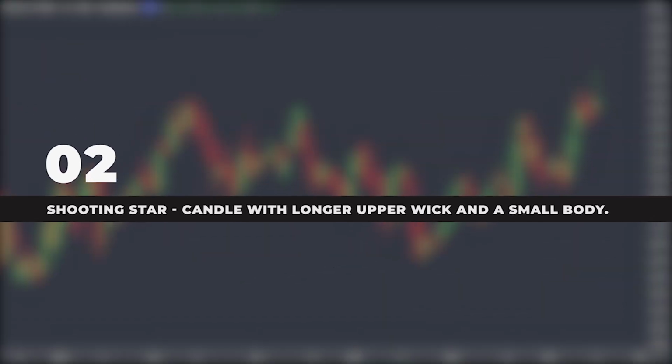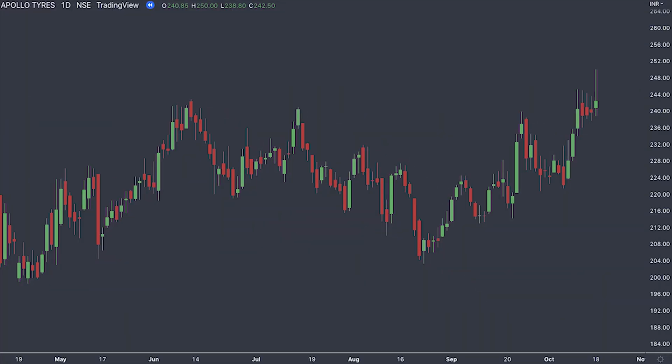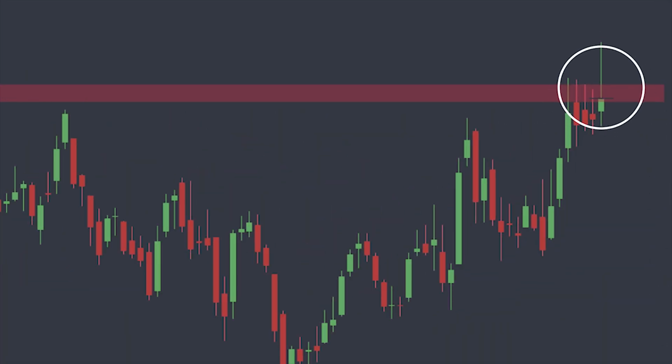And in the next strategy that we are going to see, the first thing we are able to see is we have an area of resistance here, right? And along with that, we are able to see a shooting star candle here. A shooting star is nothing but a longer upper wick with a small body. And this is being formed near a resistance.